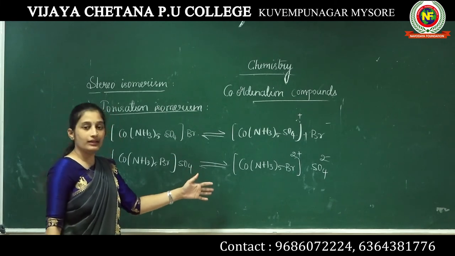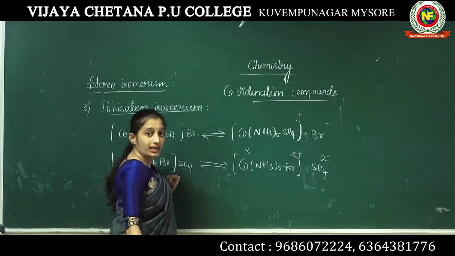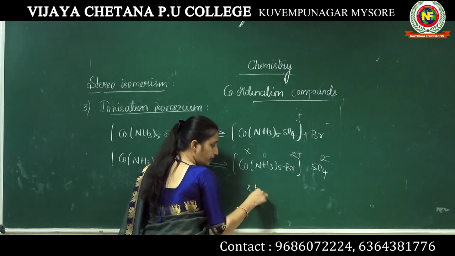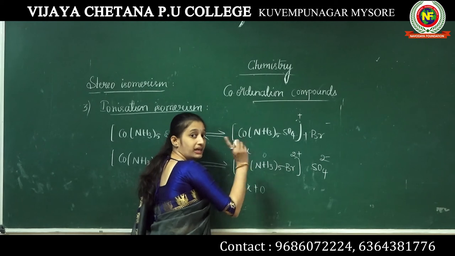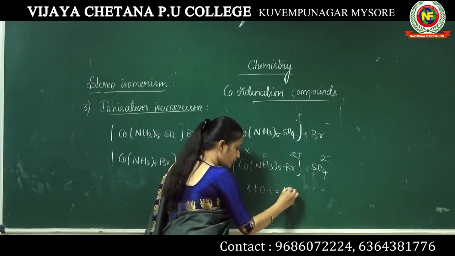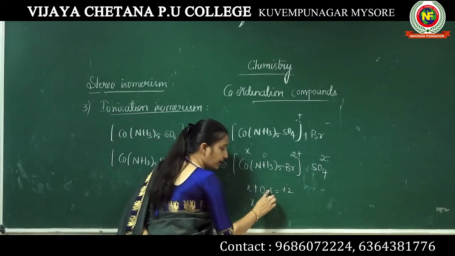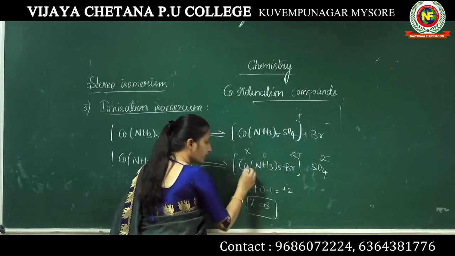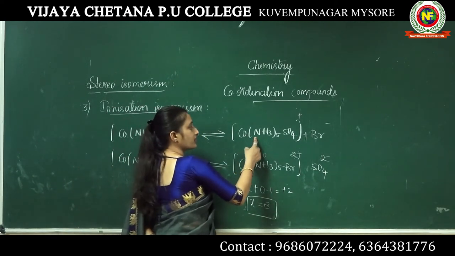You just calculate the oxidation state of the metal, X. I don't know X. NH3 is neutral, so 0 into 5 is 0. Br is minus 1, halogen. So overall charge is plus 2. X minus 1 equals plus 2, so X is plus 3. The oxidation state is plus 3 for this.